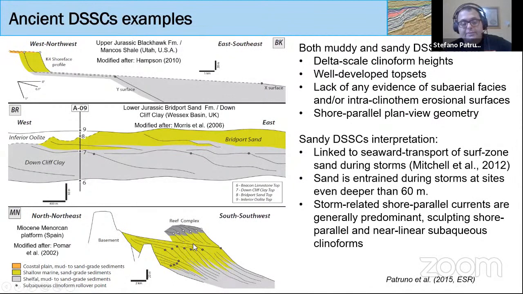And, you know, it's got a well-developed topset, but it's not associated with subaerial sediment in the topset, or any indication of shoreline position, essentially. Whereas in this other case, we actually do see presence of reef, for example, which indicates the presence of zero-meter water in that place.